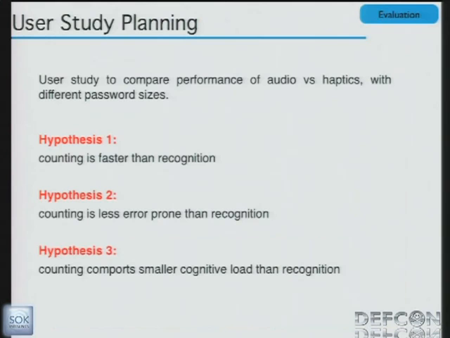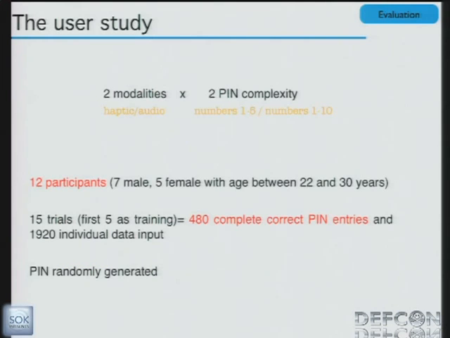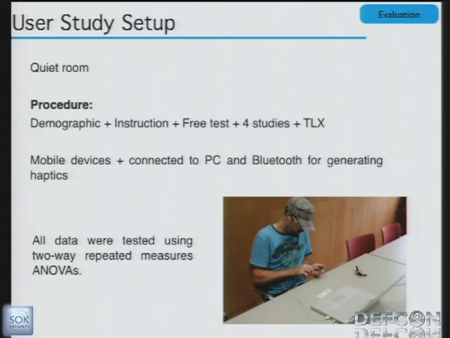So user studies for this one were run as well. Looking at three questions. Do we think it's going to be faster to count than to recognize? Do we think it's going to be more accurate to count than to recognize? And the third hypothesis that counting will be a lower workload than recognition. So once again, haptic and audio compared, and this time pins from either 5 or 10 possible digits, so possible movements to the left or the right. Each user got instructed, got to play with the interface, then do 4 tests, and this TLX mental workload test.